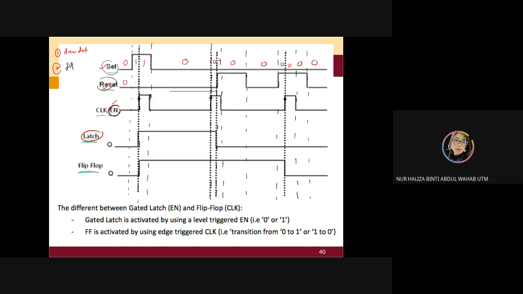Here is 0, 0, 0, 0, 0, 1, 1, 0, 1, 1, 1, 0. And then for EN here, 0, 0, 1, 0, 1, 1, 0, 0, 1, 0, 0. And for the latch, 0, 0, 1.